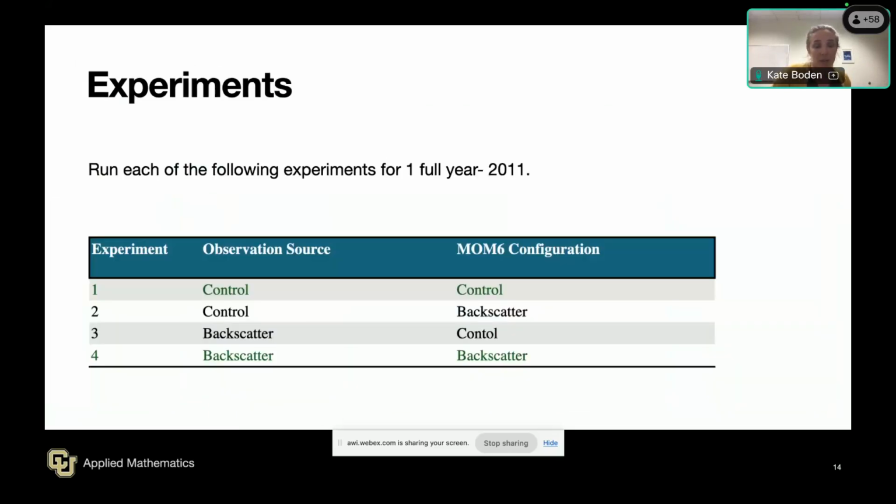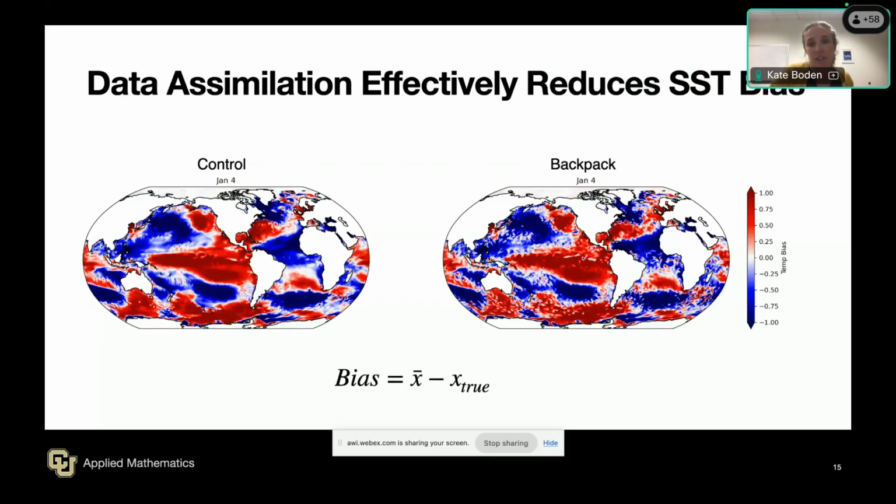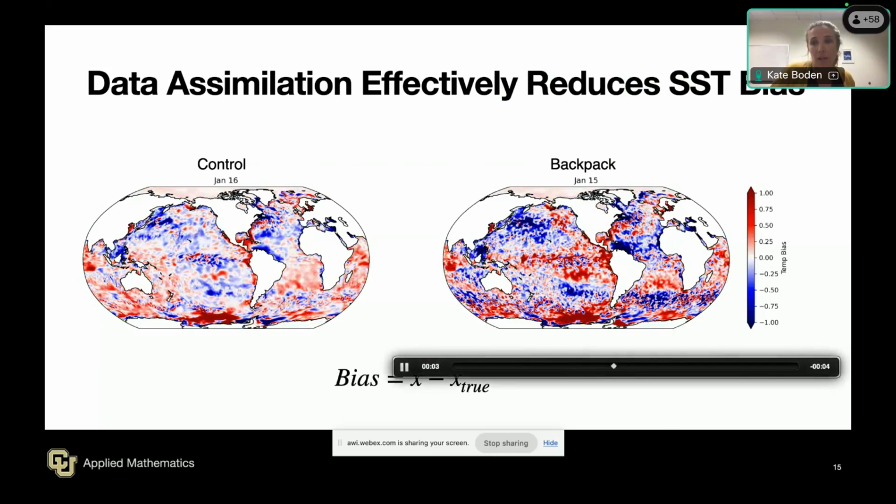The 4 experiments that I'm going to run, since I have 2 types of observing sources, I have a control where there's no backscatter, and then I have a backscatter case. I'm going to run a control with a control and a backscatter with a backscatter. This is my ensemble, is either a control ensemble or a backscatter ensemble. And then experiments 2 and 3, these are like the cross experiments, but I'm highlighting in green 1 and 4 because we're just going to focus on those results today. And all of our results are going to be for sea surface temperature to also keep things focused.